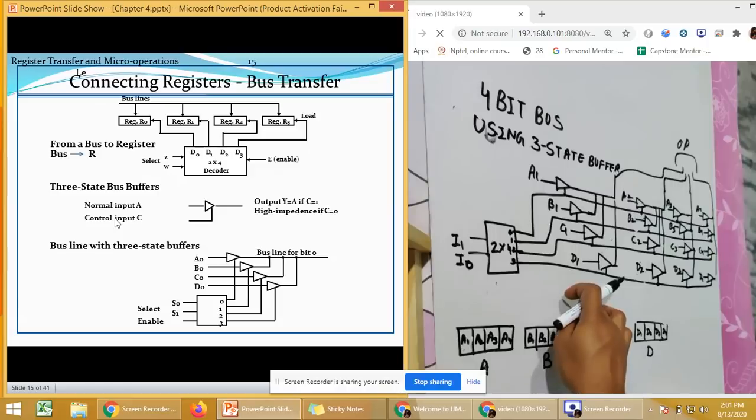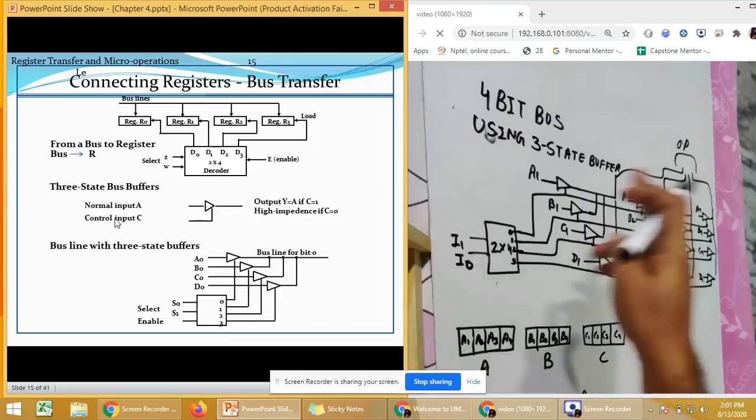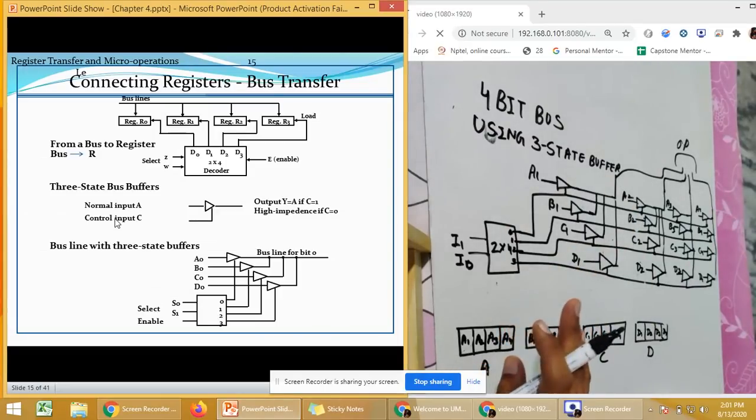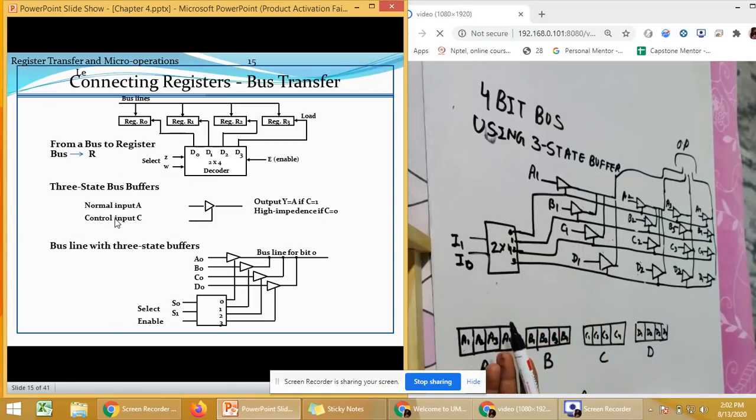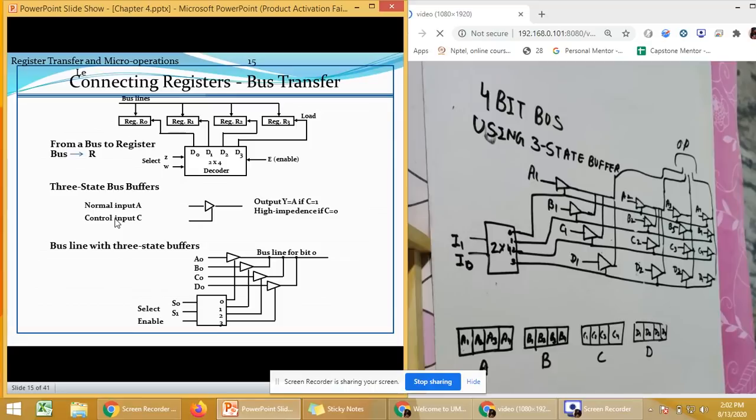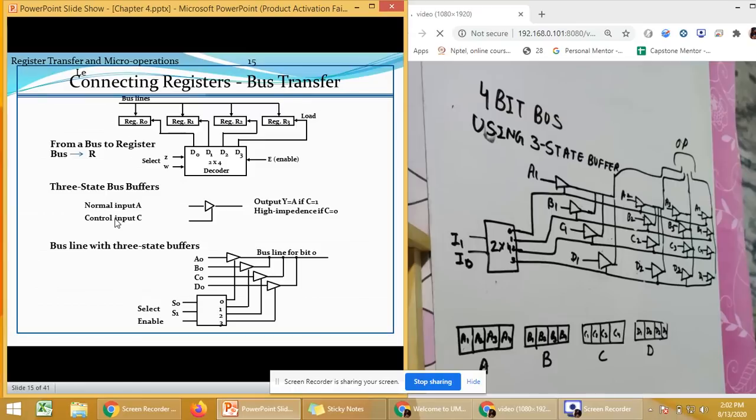You have to do this one. This is a three-state buffer, this one. And this bus system is a 4-bit bus system using three-state buffers. So a similar concept will be there. If there are 8 bits in one register, then it will become an 8-bit bus system using three-state buffers. Okay, so the only difference between the normal buffer and the three-state buffer is the enable line. The enable line will not be present in the case of a normal buffer, whereas it will be present in the case of a three-state buffer.